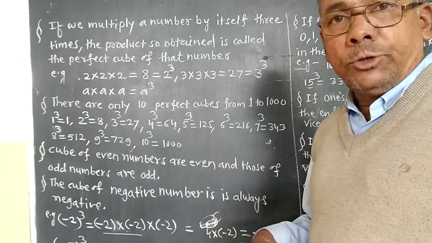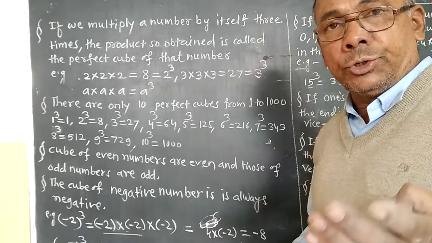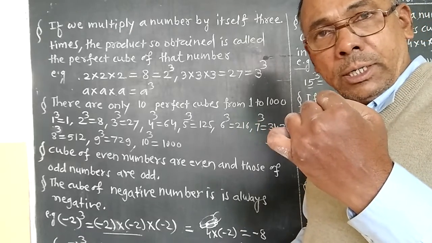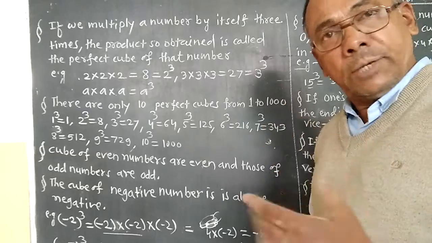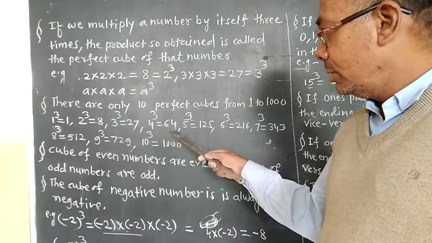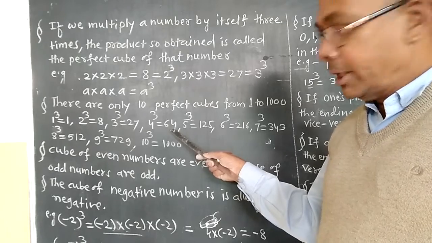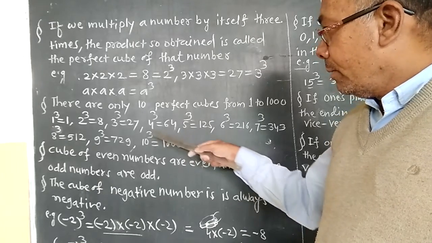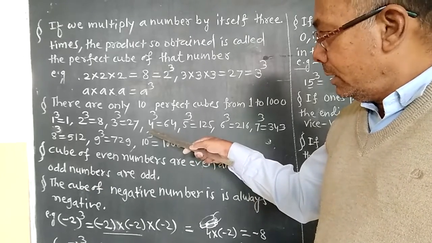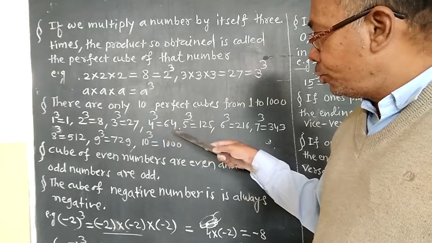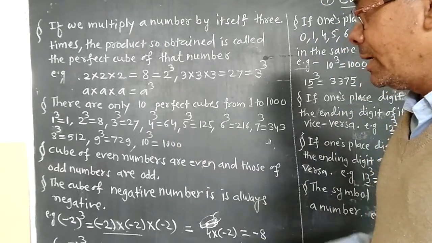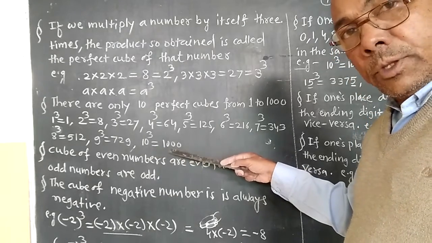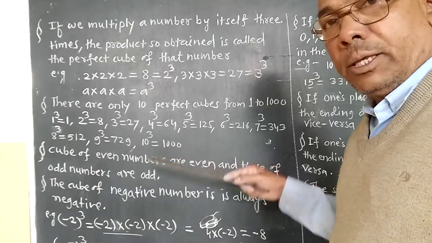We know that if the unit place digit of any number is 0 or 2 or 4 or 6 or 8, then the number is an even number. Here unit place is 4, so 64 is even. So if 4 is an even number, then its cube is also an even number. Similarly, 10 is an even number, and its cube 1000 is also an even number.